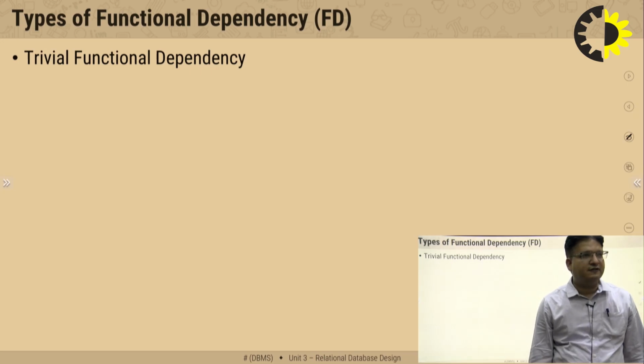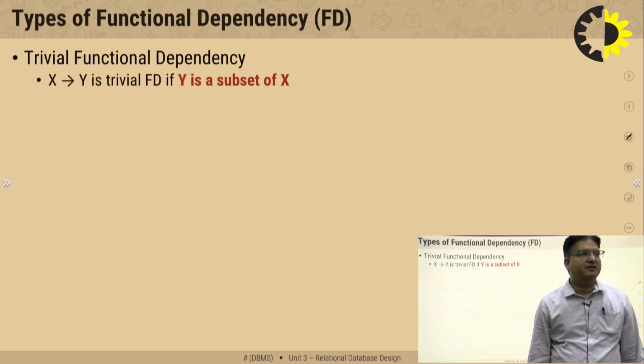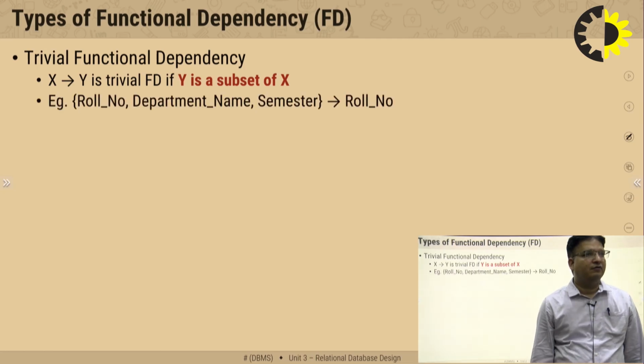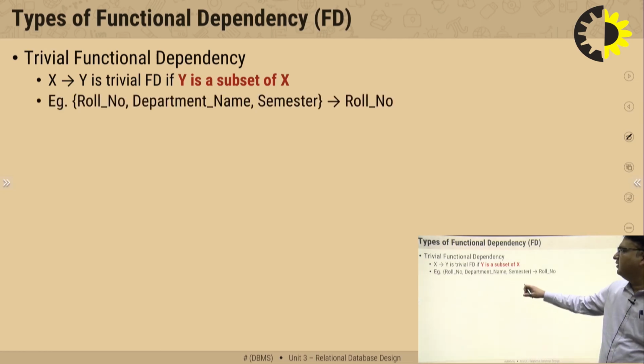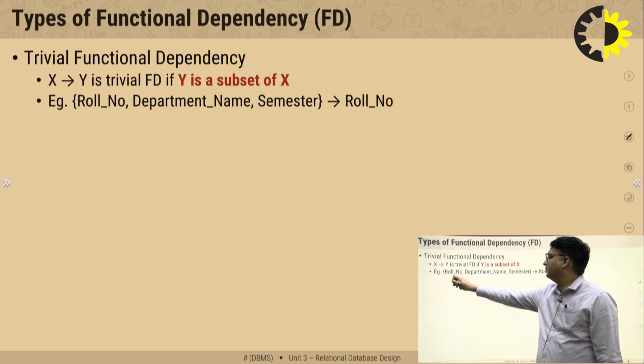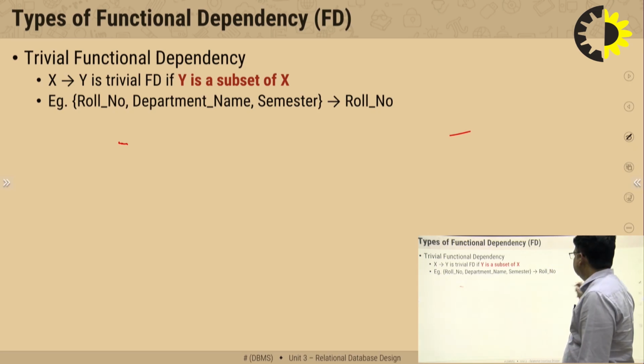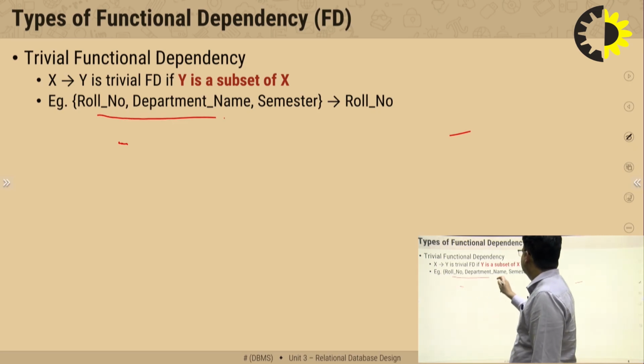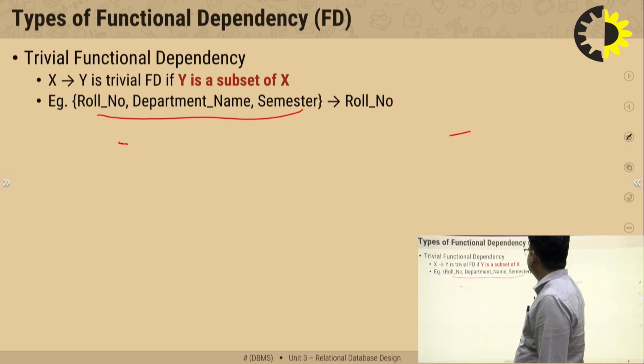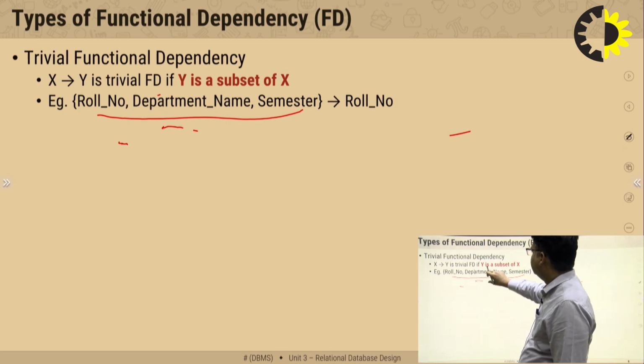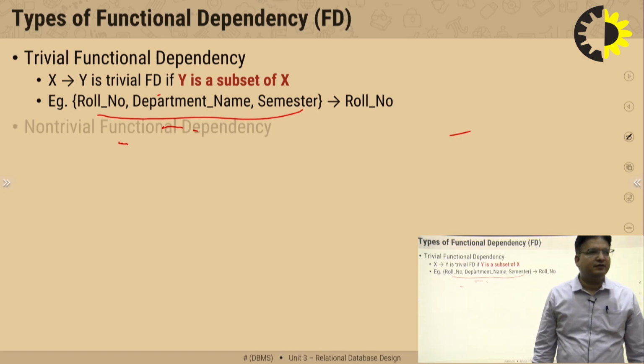Next is trivial functional dependency. X determines Y is a trivial FD if Y is a subset of X. That is, an FD is trivial if and only if the dependent is a subset of X. For example, roll number, department name and semester determine roll number. So, this roll number is a subset of this portion, the X portion, so the FD is trivial.